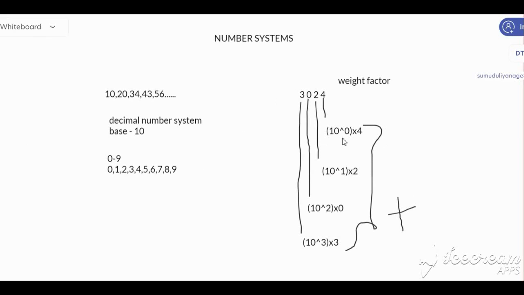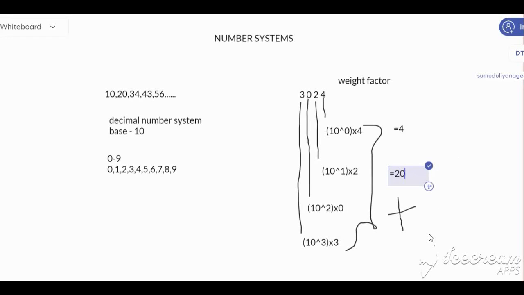Here you will get 10 to the power 0 is 1, and when it is multiplied by 4 the value is 4, right? In the second one, 10 to the power 1 is 10, and when multiplied by 2 it is 20, right?